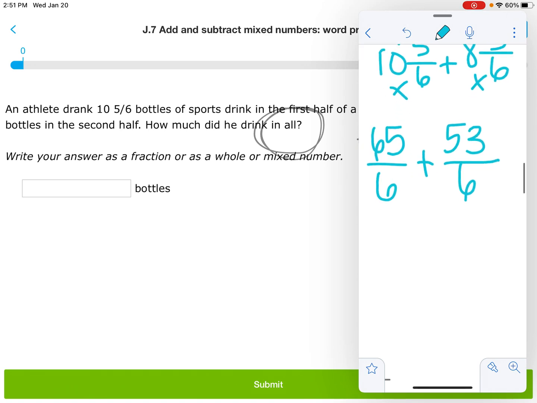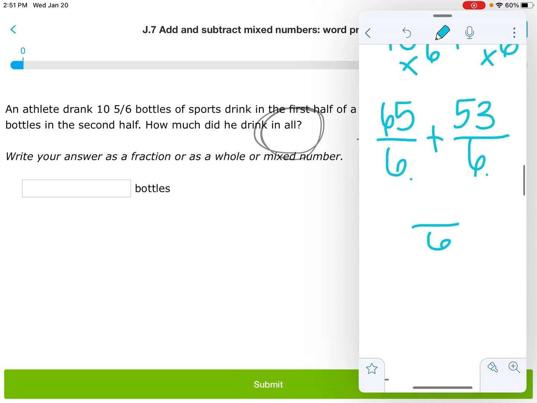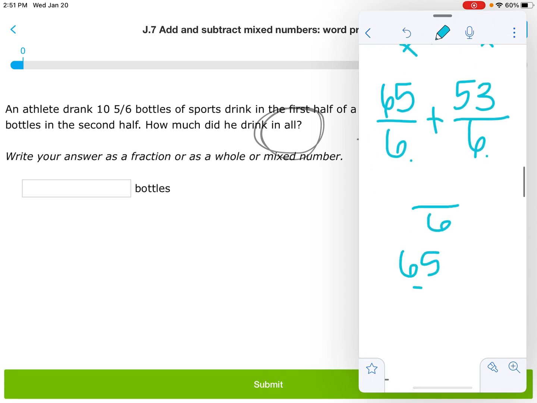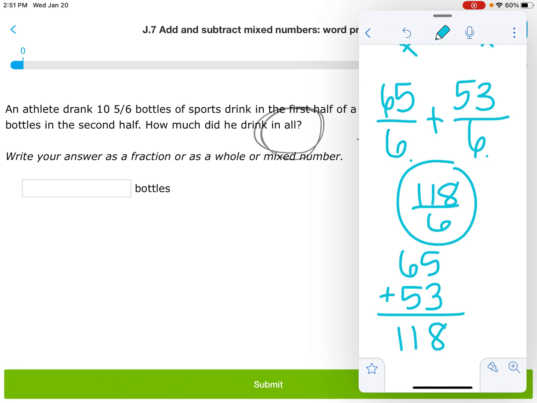Alright, so now we need to add those two numbers. We know our denominator is going to be a 6 because our denominators are the same. So taking 65 plus 53, 5 plus 3 is 8, 6 plus 5 is 11, so we have 118 over 6.